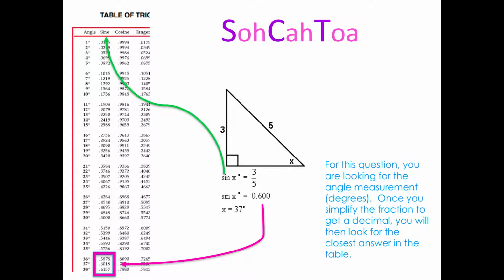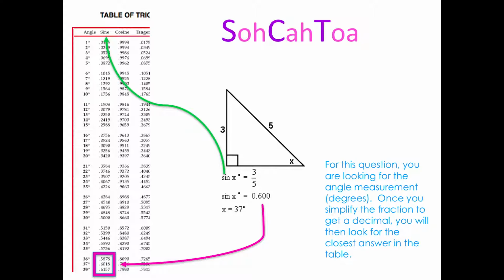Now on your calculator, it may come out just to be 0.6. But if you look at our table, it goes out 4 decimal places. That's okay. We can just add the zeros on the end. It's not going to change the value of our number. We're going to go into our sine column and keep looking to see what number we find that's as close to 0.6 as we can.